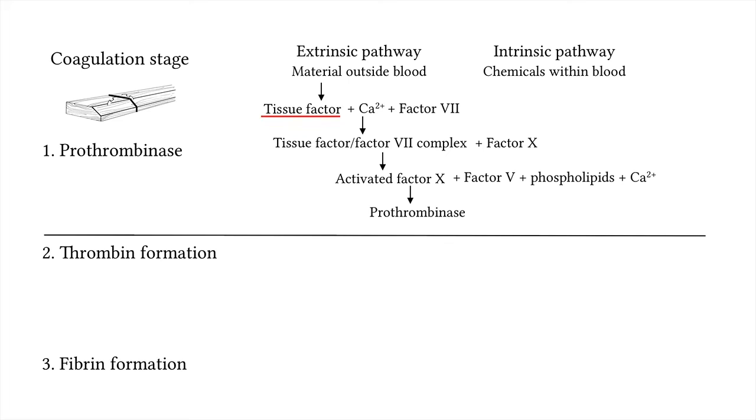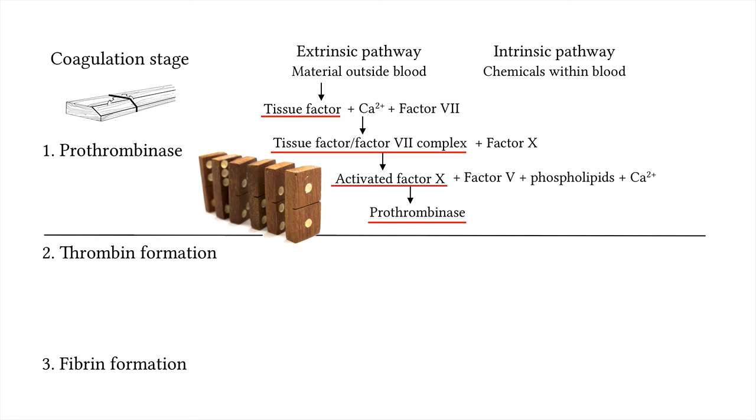Tissue factor triggers the reaction that makes tissue factor factor VII complex. That complex then triggers the reaction to activate factor X, and that begins the common pathway. And finally, activated factor X triggers the reaction to produce prothrombinase. You can see why this is called a reaction cascade, behaving like a cascade of dominoes, one after another.